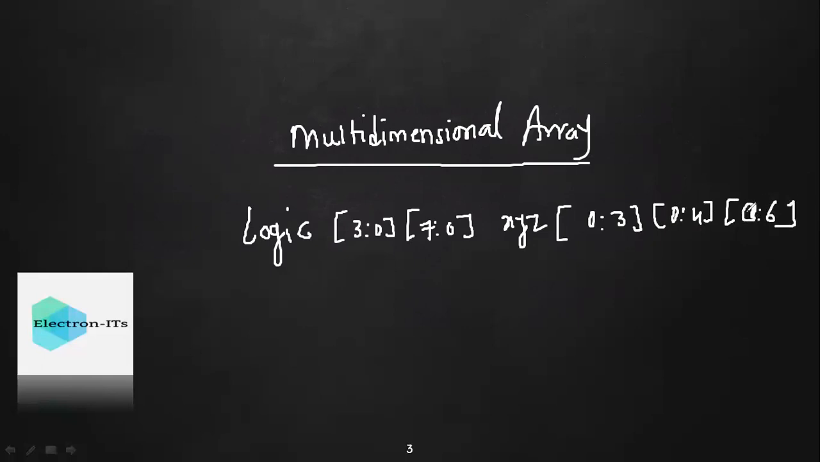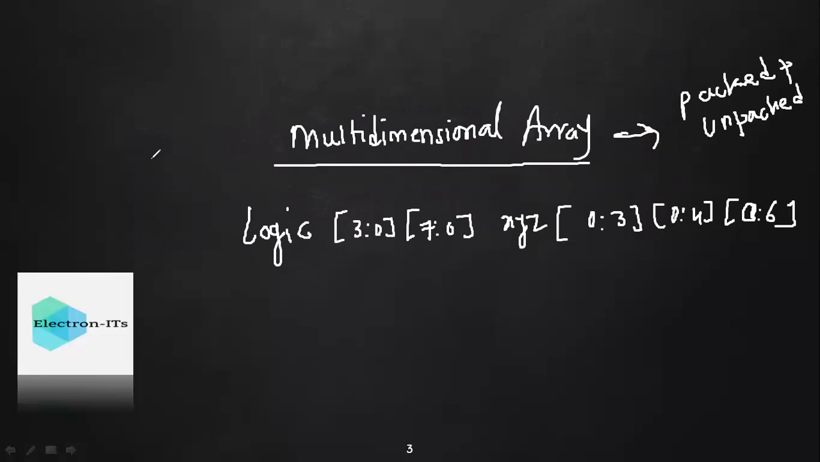So this is the declaration of the array. The name of the array is xyz, the data type is logic. As you see here, there are some rules. A multi-dimensional array is nothing but the combination of packed plus unpacked.